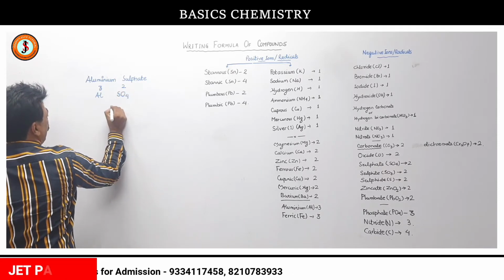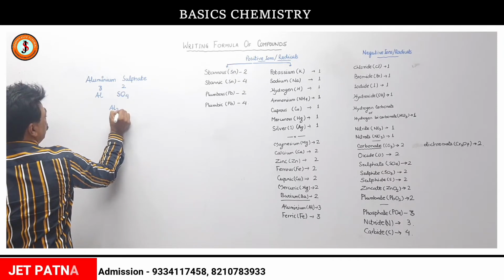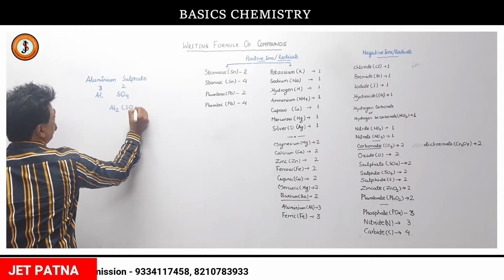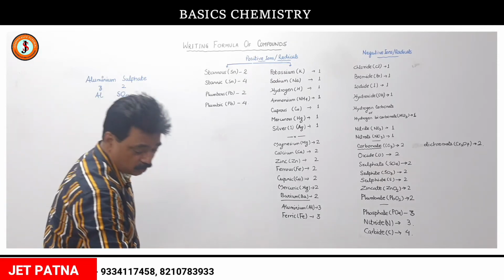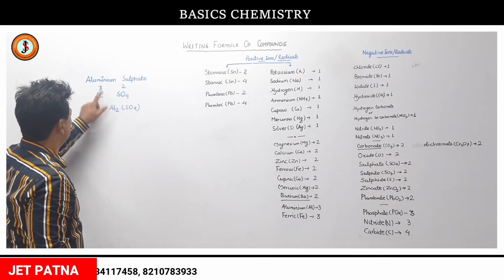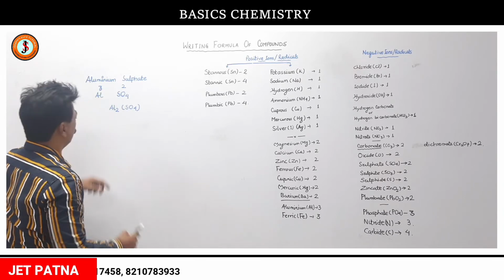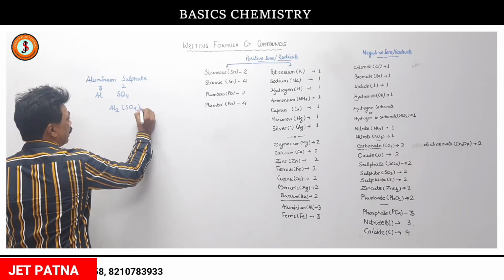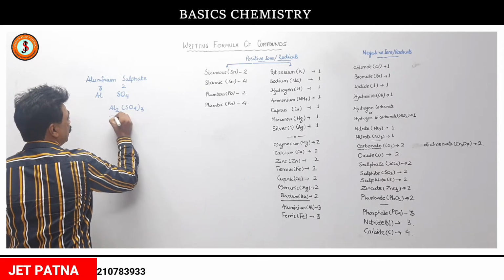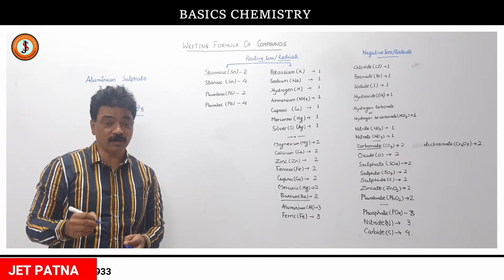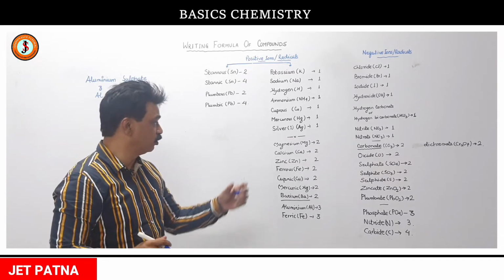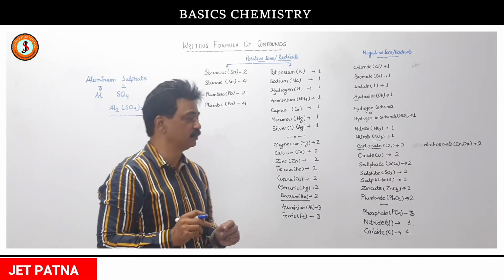So it will be aluminum, cross multiplication we will do, aluminum sulfate. So sulfate is a group of atoms. Now sulfate, you have to multiply by 3. So sulfate you have to put in bracket and put 3. So this is aluminum sulfate. So we have to be very careful while writing the group of atoms. You have to put a bracket always.